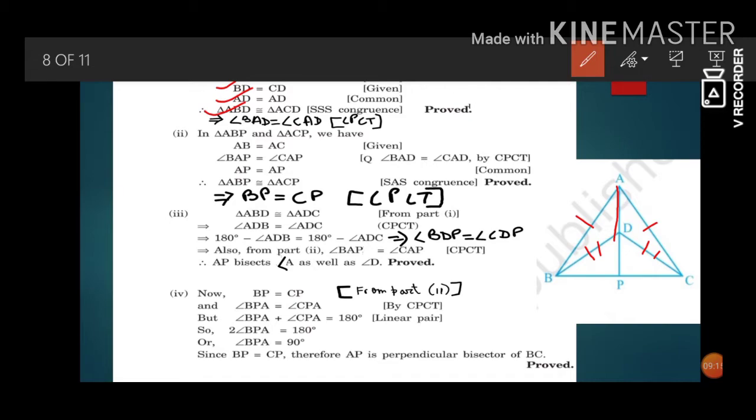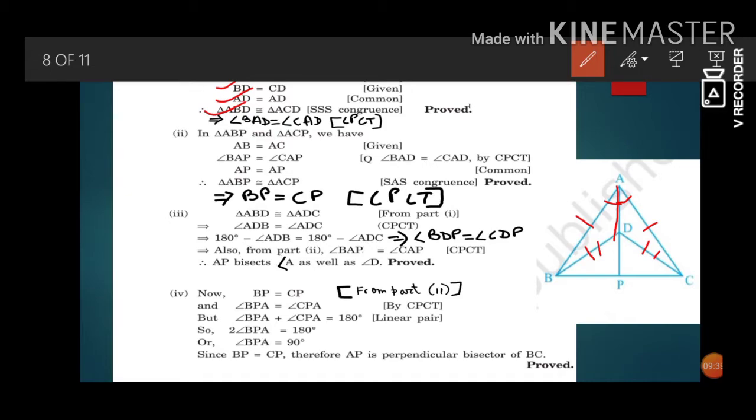Here we will need one thing later on, so we are going to write it now. That is angle BAD is equal to angle CAD. That means our angle at A is equal. The reason we have used is corresponding parts of congruent triangles.